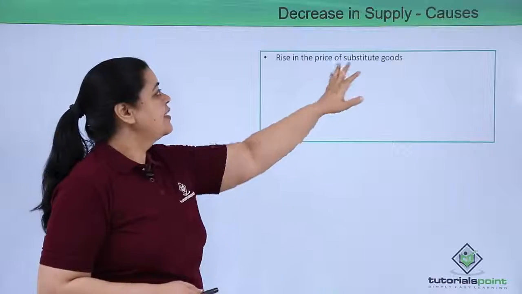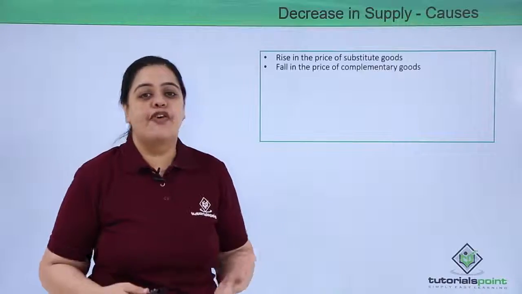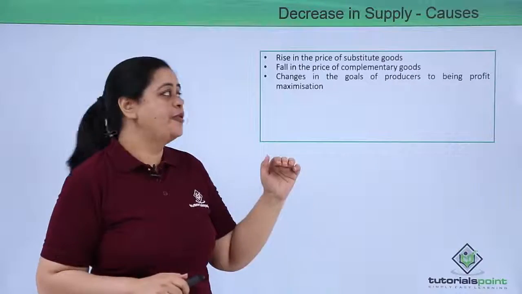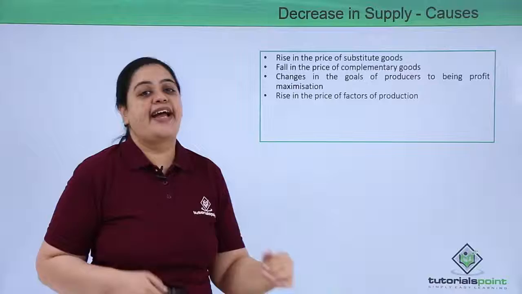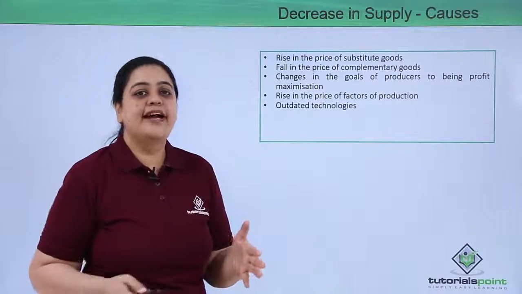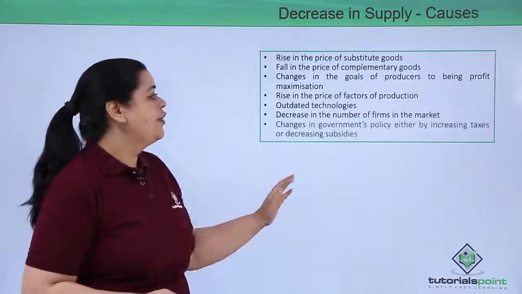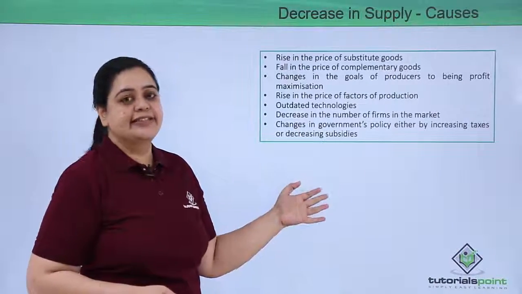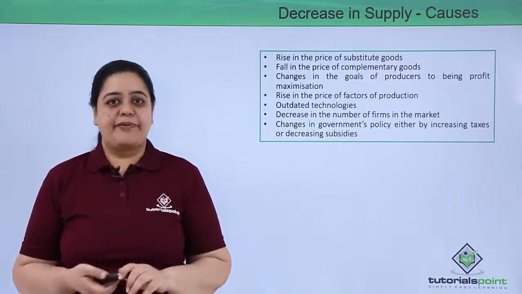The causes are a rise in the price of substitute goods, or a fall in the price of complementary goods, or a change in the goal of producers away from profit maximization. Also, a rise in the price of factors of production, outdated technology, a decrease in the number of firms in the market, or changes in government policy, which could be either increased taxes or reduced subsidies. All this will result in a decrease in supply.